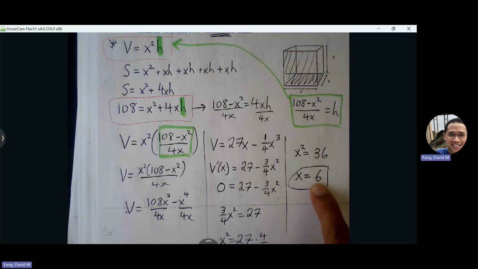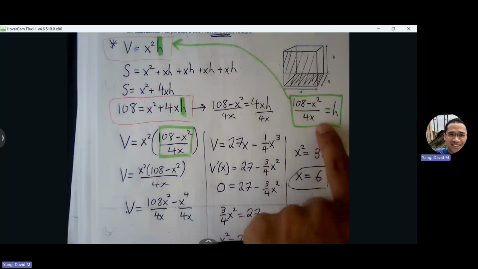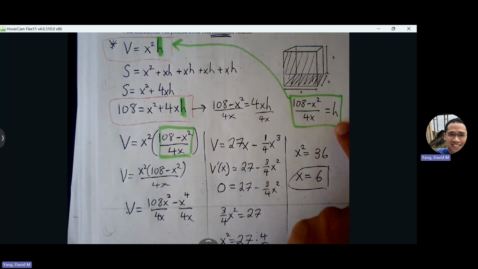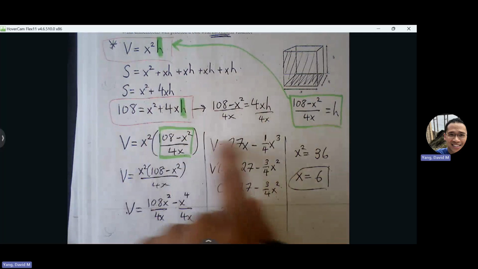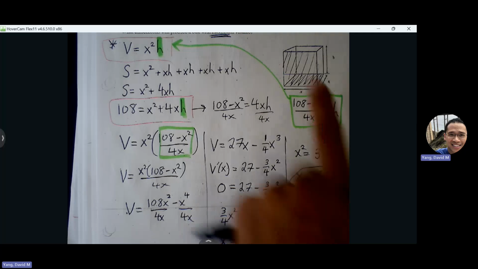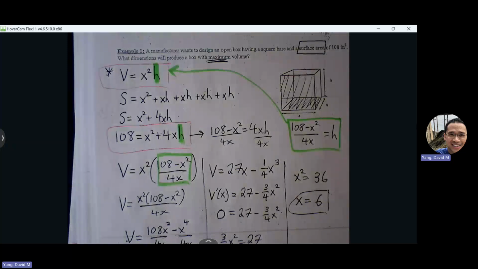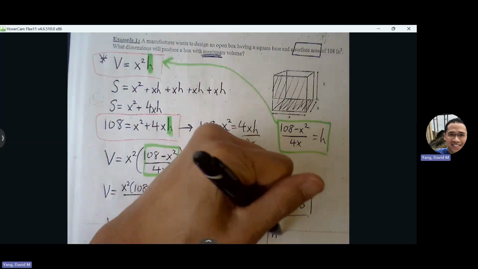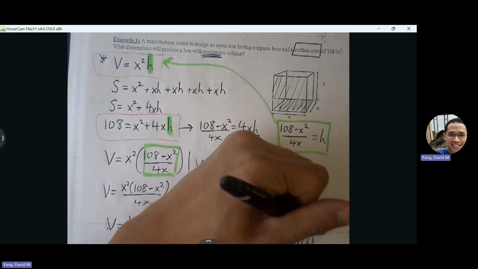So how can we find the height? Either surface area, or you can plug it into an equation that's already designed for that h. You can use any variation of these equations, but I'm going to pick the one that I find more efficient. So I'm going to just plug 6 back in for x to find the height, because we are just looking for our dimensions here. We have our base length. We're trying to find our height. So height is equal to 108 minus 6 squared over 4 times 6.